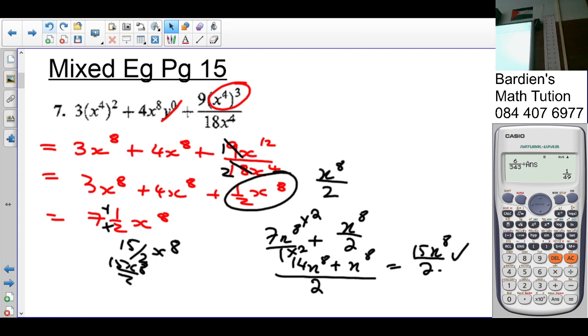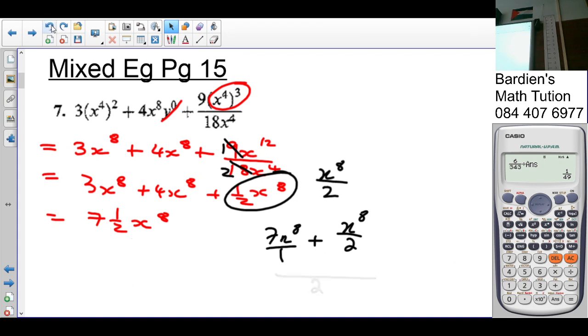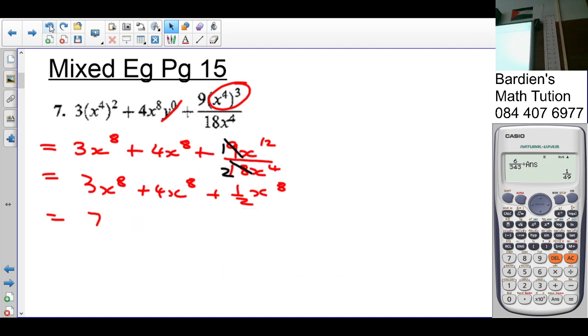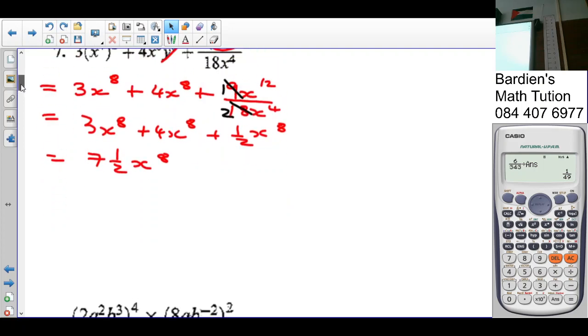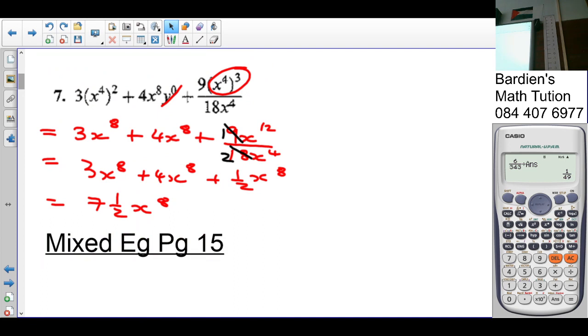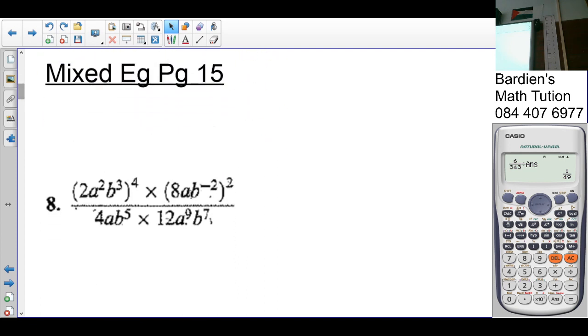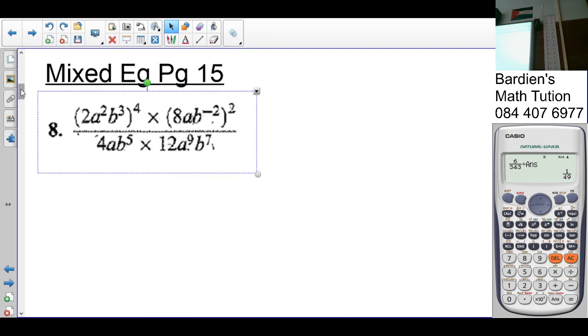Anybody else want to explain where they went wrong? Who else got it wrong? Okay, so this sum is coming in the exam. So you're all getting it right. I want you guys to do well in the exam. If you're getting it all right, you'll get it right in the exam.